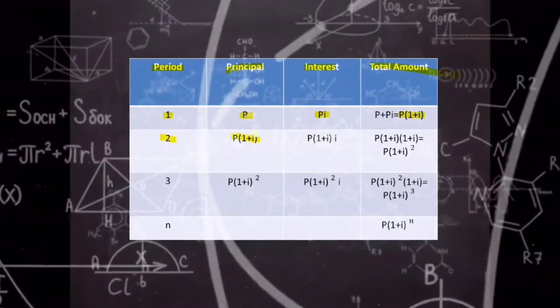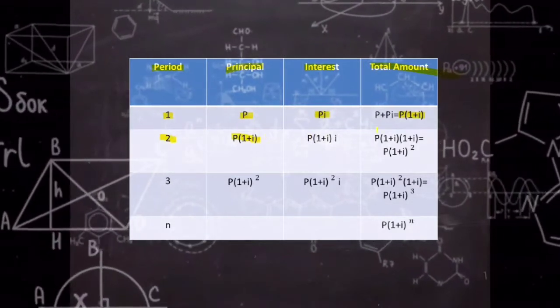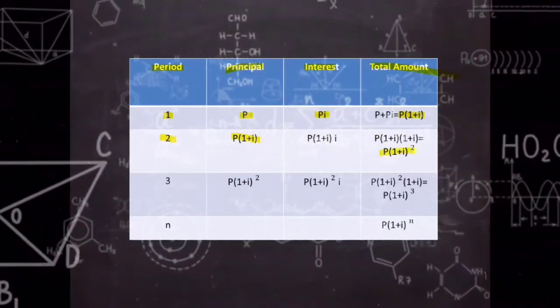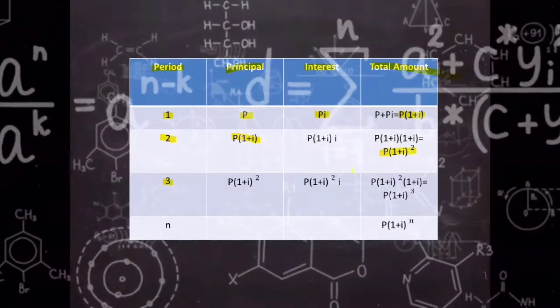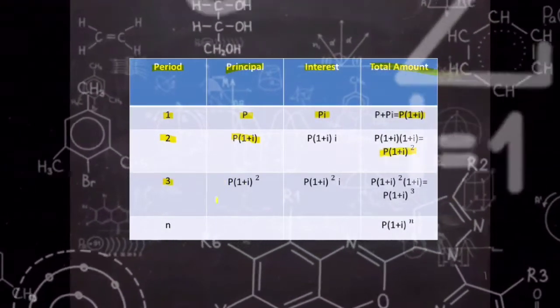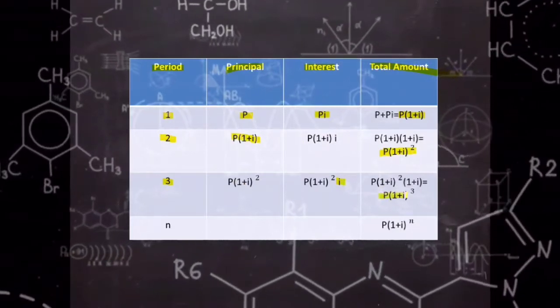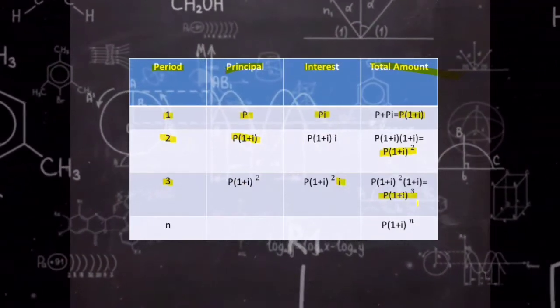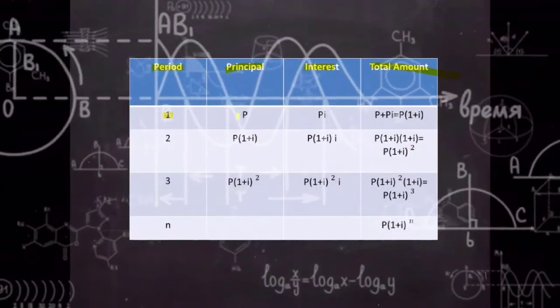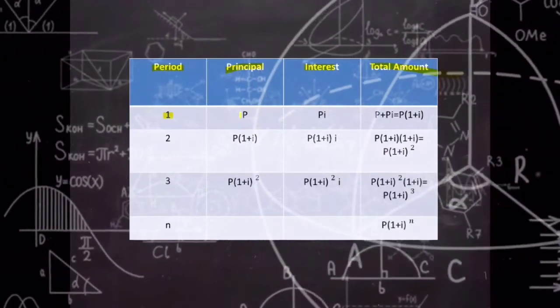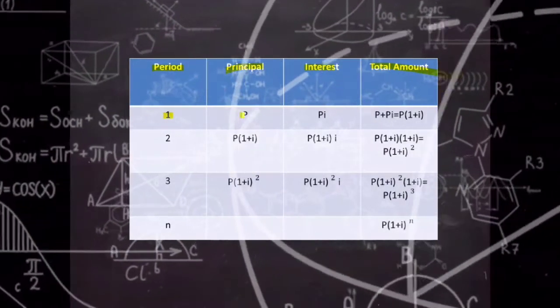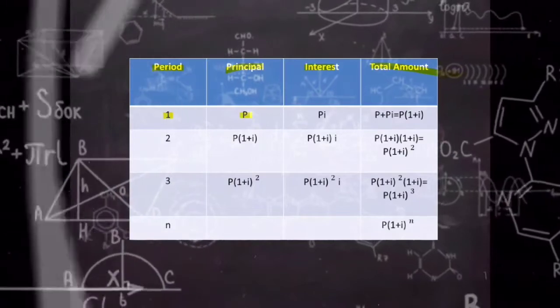In period 1, we have the following formula: P multiplied by the quantity 1 plus i. In the second period, we have the formula P multiplied by the quantity 1 plus i raised to 2, and so on. In terms of the nth term, we have the following formula: P multiplied by the quantity 1 plus i raised to n. So the tabulation above shows that the future amount, or equally the total amount, is just the value P multiplied by the quantity 1 plus i with an exponent which is numerically equal to the number of periods.